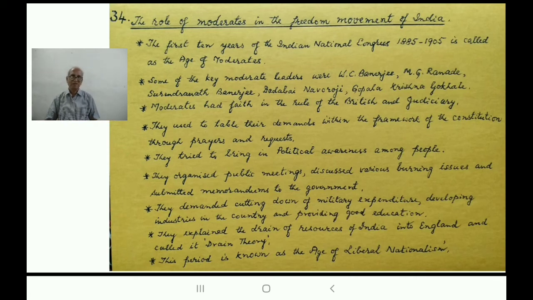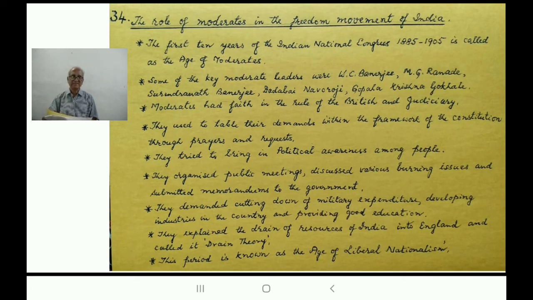What's the first one? These moderates played a very key role in the first 20 years. The first 10 years, you make it first 20 years, 10 plus 10. First 20 years of the Indian National Congress, that's 1885 to 1905. 1885 to 1895, 10 years. 1895 to 1905, another 10 years. So the first 20 years of the Indian National Congress, which came into form in 1885, that period is called the age of moderates. So you mention that period: first 20 years, 1885 to 1905.